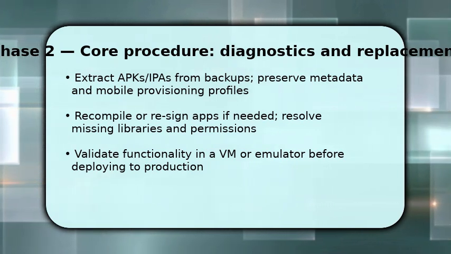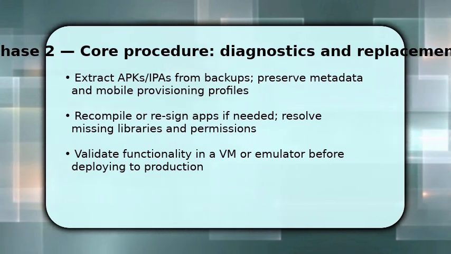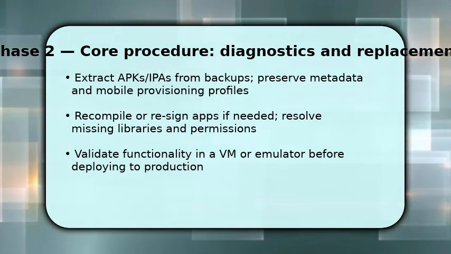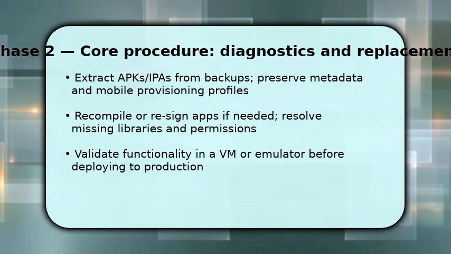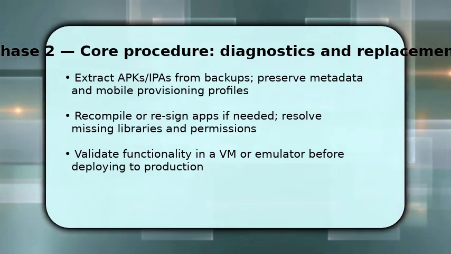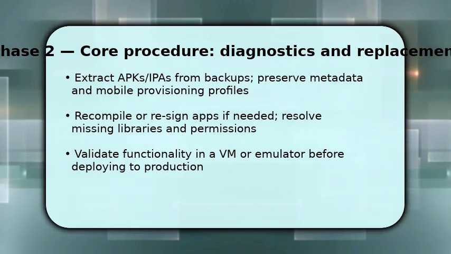Use an emulator or isolated VM to install the recovered build and run core flows, login, data sync, and critical features. While testing, log errors and compare to original behaviors. If crashes occur, iterate on dependency versions and permissions until the app runs consistently.